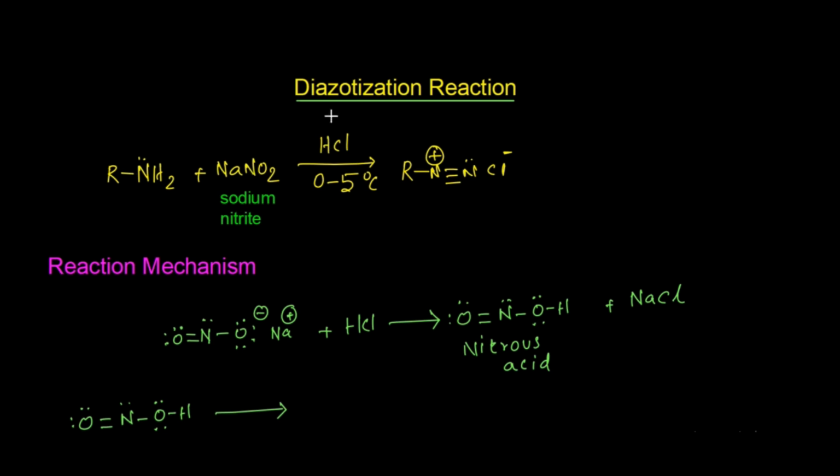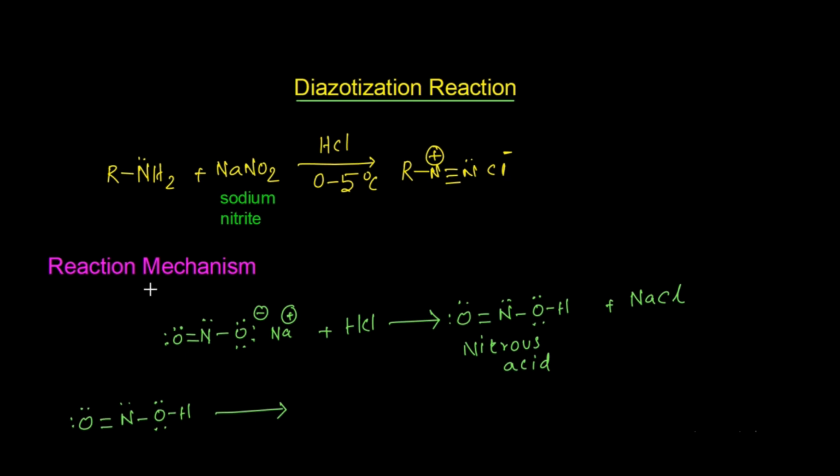This is nitrite, reacting in the presence of acidic conditions like HCl, and the temperature should be 0 to 5 degrees Celsius. Okay, so this is a must, and we get the diazonium salt, RN2Cl. So this is called a diazotization reaction.